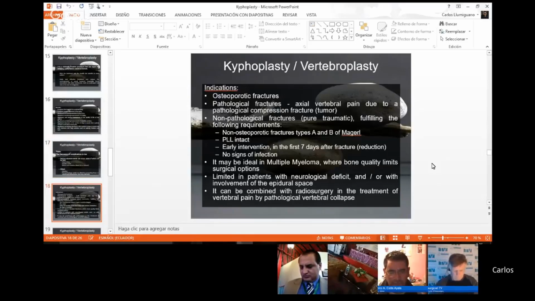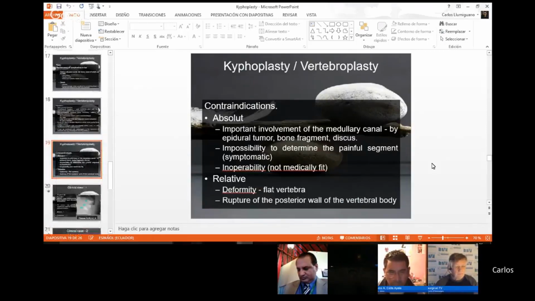The indications for these techniques are osteoporotic fractures and pathological fractures, with vertebral pain due to pathological compression fractures, such as tumor, and non-pathological, purely traumatic fractures, if we have the following requirements: non-osteoporotic fractures types A and B of Magerl, posterior longitudinal ligament intact, early intervention in the first 7 days after fracture, and no signs of infection. It may be ideal in multiple myeloma, where bone quality limits surgical options, and it is limited in patients with neurological deficit or with involvement of the epidural space. It can be combined with radiosurgery in the treatment of vertebral pain caused by pathological vertebral collapse.